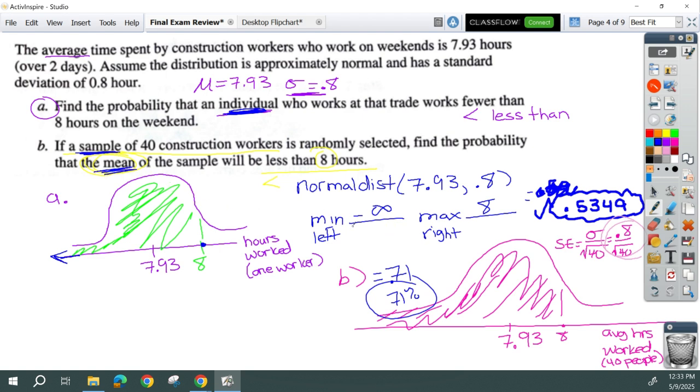If they're asking about a sample mean, the change you have to make is you need to do this population standard deviation divided by the square root of n, the sample size. In this case, it was 40. I probably should have written n right here, but it still works.